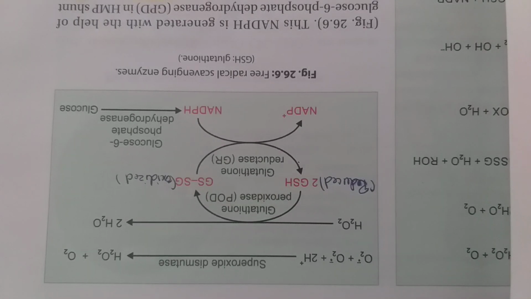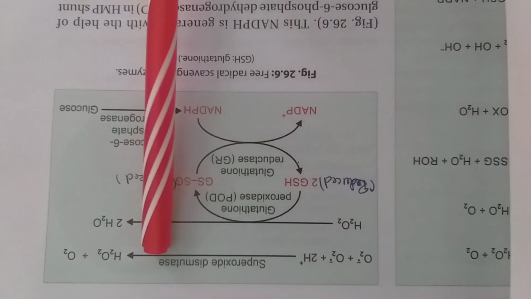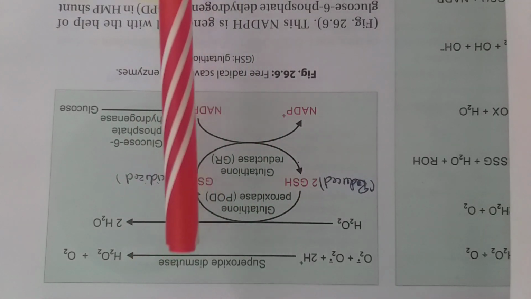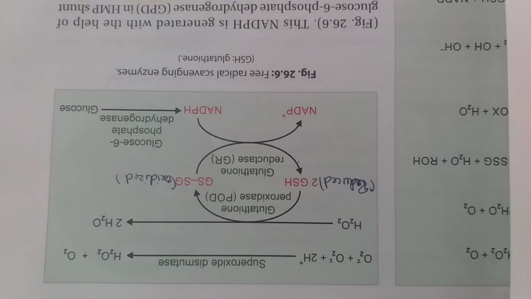Now let's see these enzymes one by one. The first enzyme is superoxide dismutase, which is present in the mitochondria as well as in the cytoplasm. The superoxide dismutase present in the mitochondria of the cell is a manganese dependent enzyme, whereas the superoxide dismutase present in the cytoplasm is a copper zinc dependent enzyme. Superoxide dismutase is denoted by the capital letters SOD.